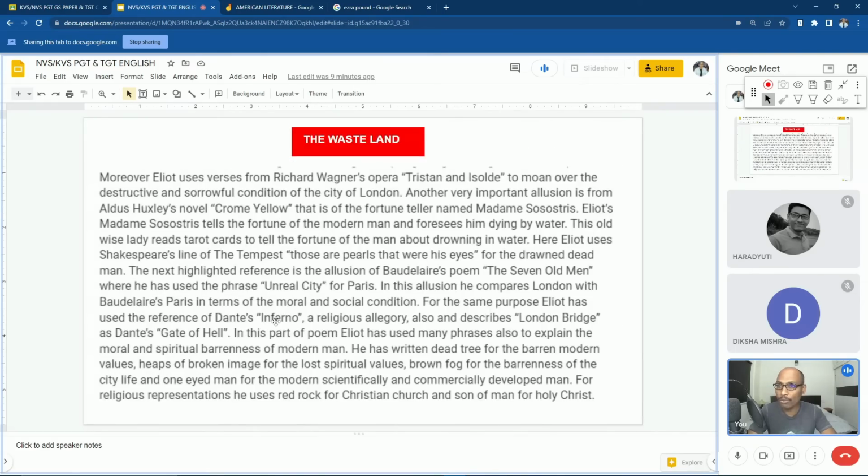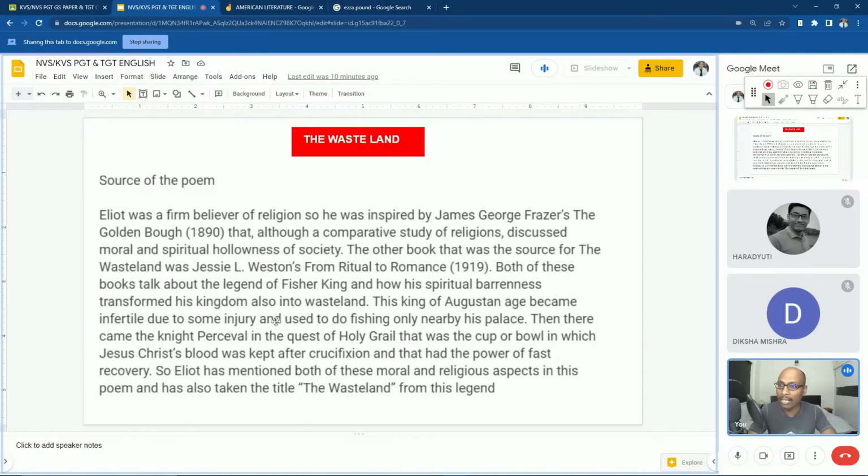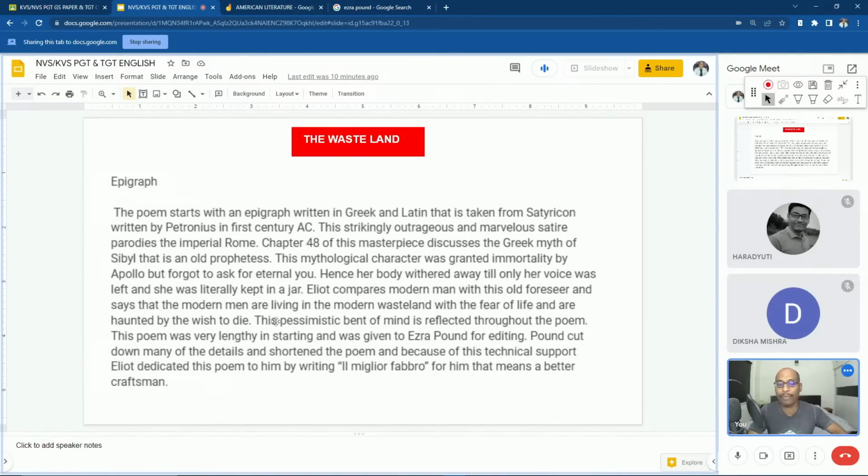Now let us go to the explanation part. You can read this poem and you can understand. Thomas Stearns Eliot, the source of the poem is the epigraph. Is it visible, Goji? Visible, sir. The poem starts with an epigraph.